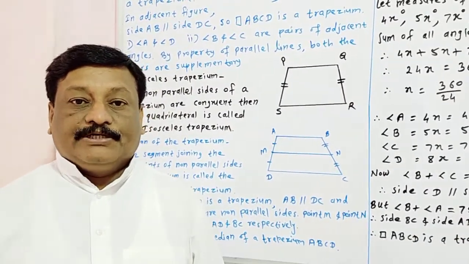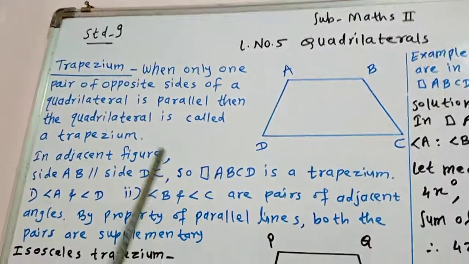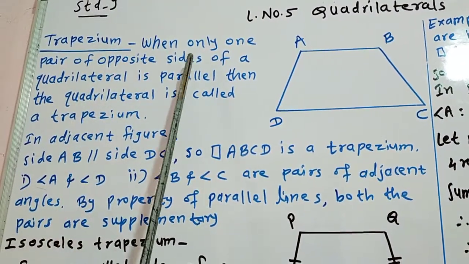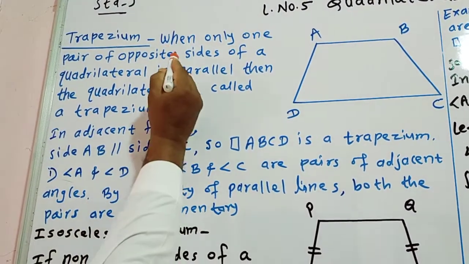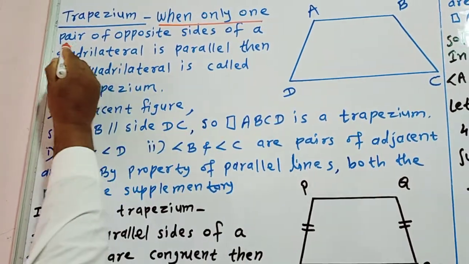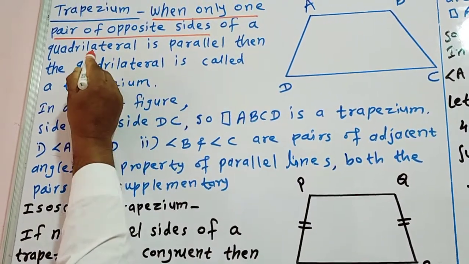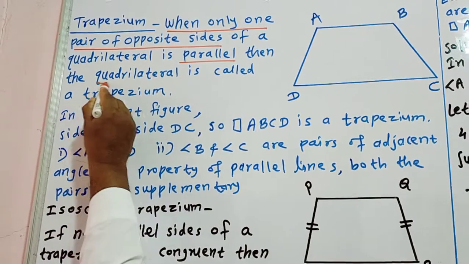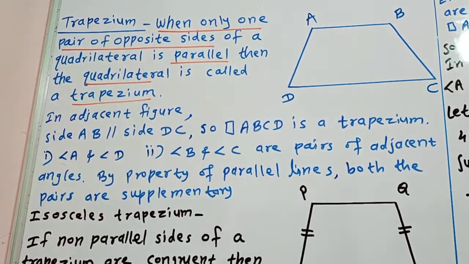Now we will see the definition of trapezium. Trapezium: when only one pair of opposite sides of a quadrilateral is parallel, then the quadrilateral is called a trapezium.